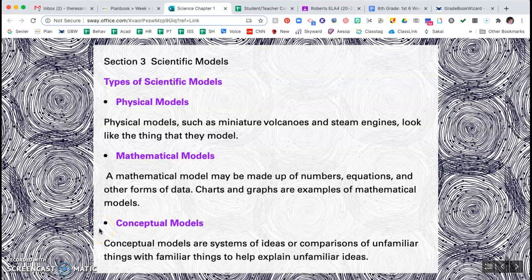These are probably the hardest to understand because a concept is kind of like an idea. So conceptual models are systems of ideas or comparisons of unfamiliar things with familiar things. That way it helps explain those things that are unfamiliar to us. Because when we're learning, we try to connect it to something that we already know.